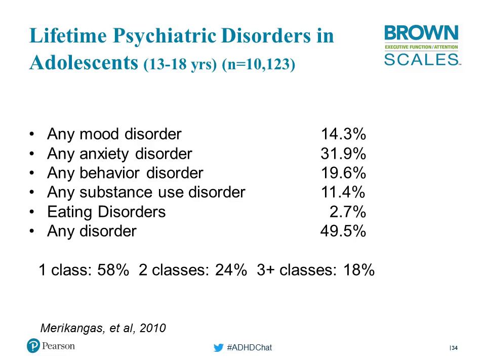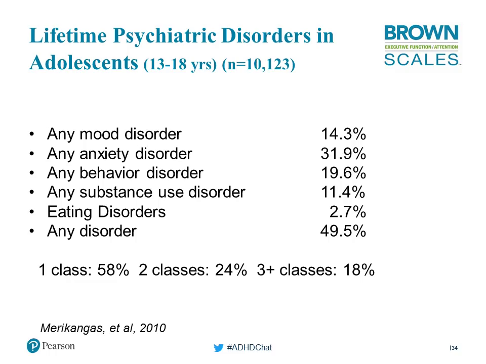If you look at the adolescent studies, what you find is the frequency of adolescents qualifying for a diagnosis of a mood disorder is about 14%. More than double that for an anxiety disorder. Behavior disorders, about 20%. Substance use disorders, a little over 10%. Eating disorders, about 3%. But any disorder, 49%.